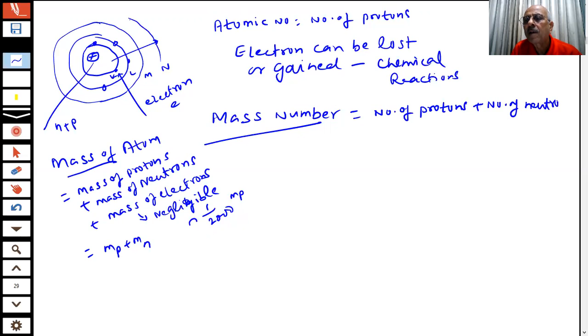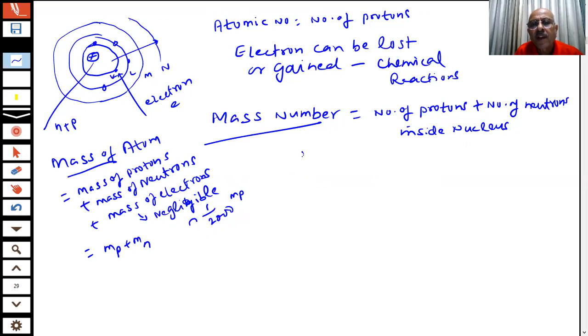They are present inside the nucleus, because the mass of the electron is very, very small. So we say that the mass number is almost representing the mass of the atom, because the entire mass of the atom resides inside the nucleus. So we define a mass number.